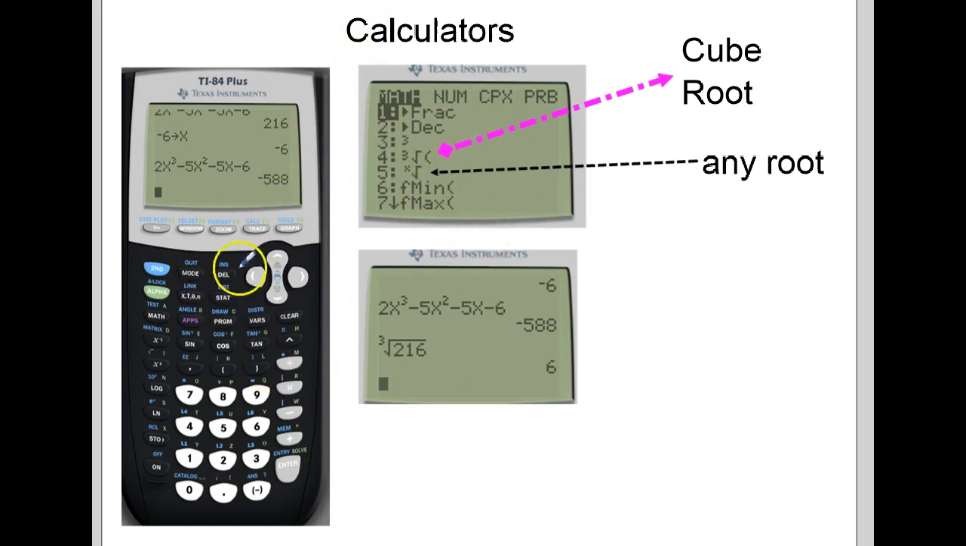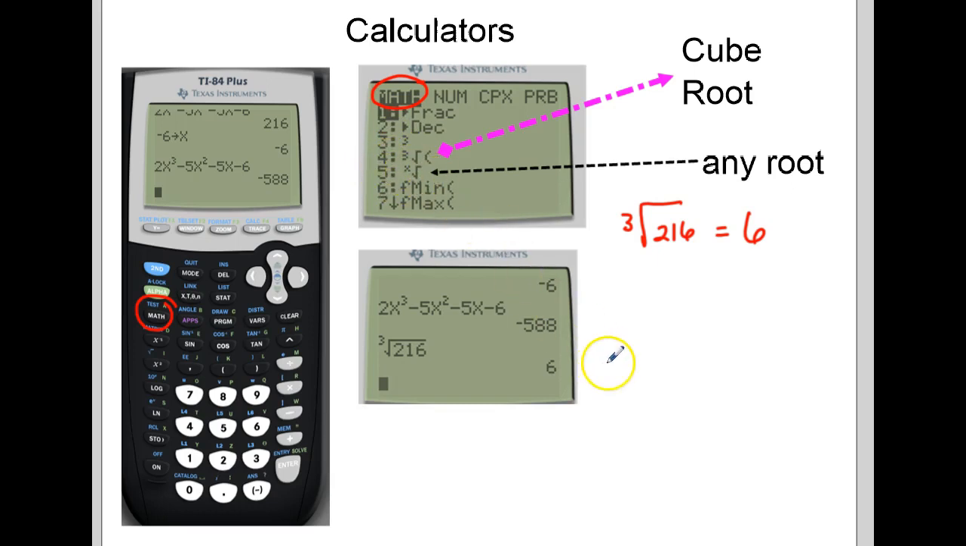Underneath this math button that's right over here, when you click math, it opens up this window with these options. Option 4 is the cube root. So you can throw in the cube root of 216, click enter, and it tells us 6. What happens when I'm talking about the 5th root? We're going to enter that a little differently, and I'm going to show you in class.